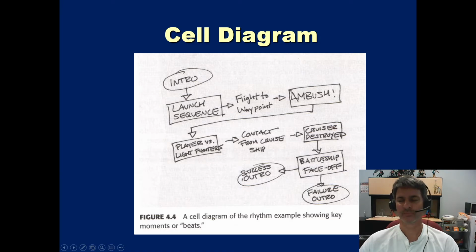Then the battleships face off, and then you're either going to have success, and you'll see an outro, a little short movie of success, or failure. You'll see a little example of failing, maybe dying, or if it's a battleship crashing into an asteroid or something. But these are the things. This is a cell diagram to kind of highlight. And it doesn't have to be in a square like this. You could make it linear as well, starting from left and going off to the right.